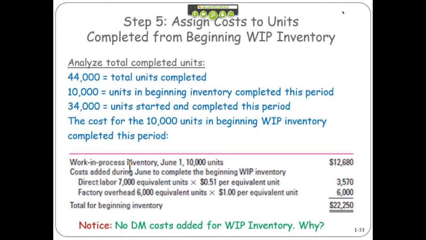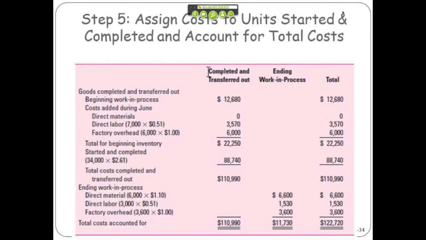So this 12,680 carried over. That was the amount that we spent last month on these units. And we added 9,570. And here's the total cost to go into finished goods for those units that you finished from the previous period. That's what this is.